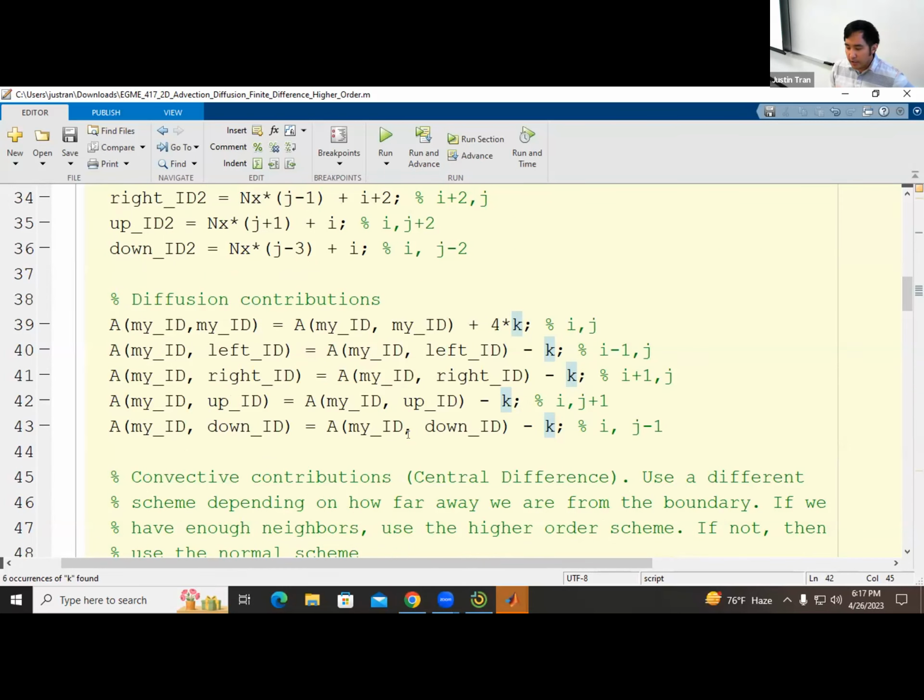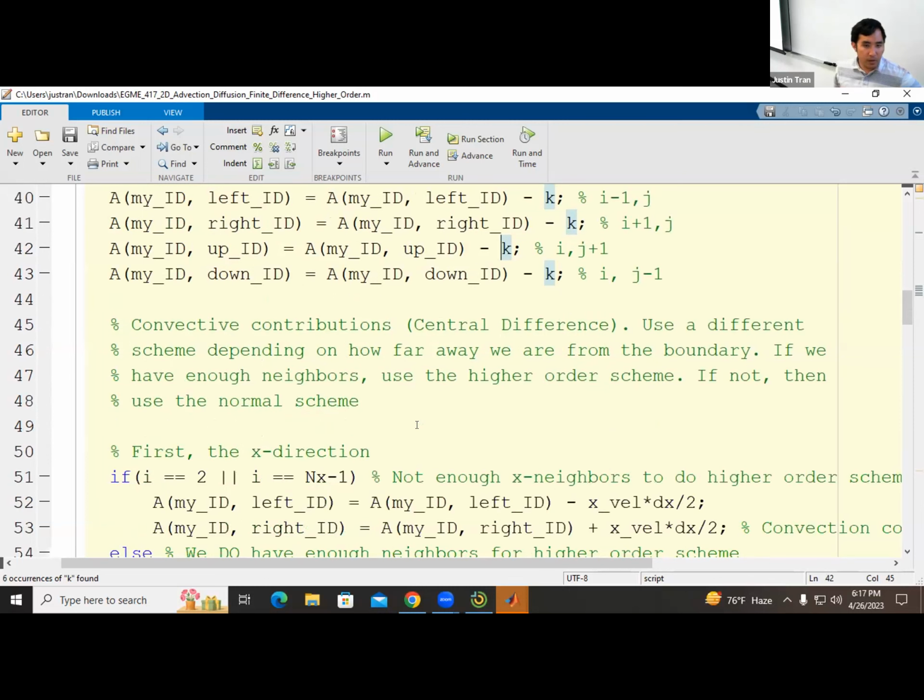Before I get to the convection part of the code, are there any questions on how the code is structured so far? Okay, all right, so let's get to the convection parts.